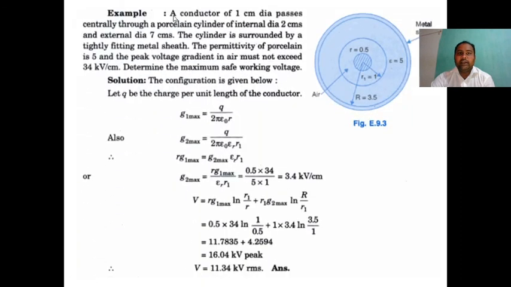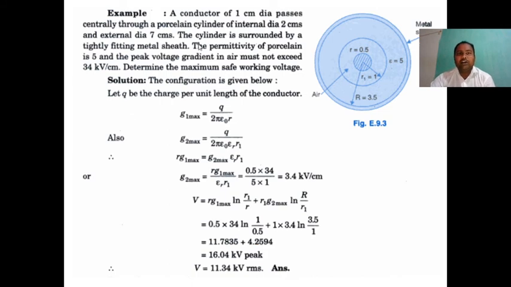Another example: a conductor of 1 centimeter dia passes centrally through a porcelain cylinder of internal dia 2 centimeters and external dia 7 centimeters. The cylinder is surrounded by a tightly fitting metal sheet. The permittivity of porcelain is 5 and the peak voltage gradient in air must not exceed 34 kV per centimeter. Determine the maximum safe working voltage.